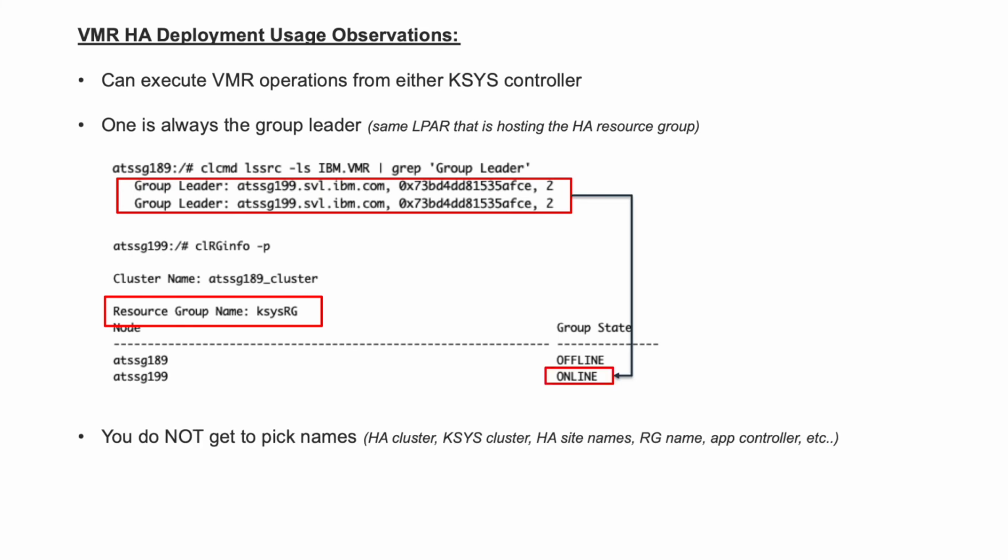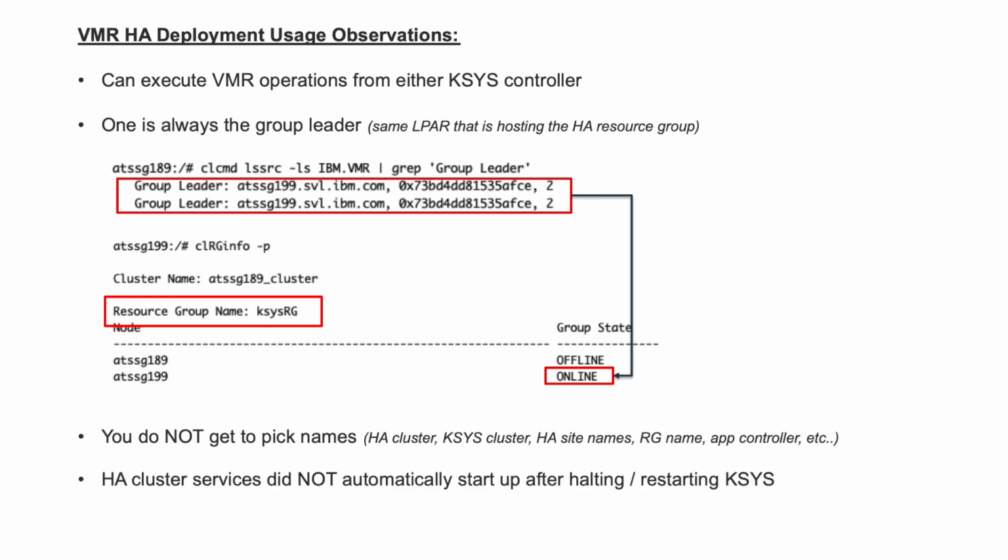If you notice during the actual deploy, I didn't get to pick any of my names. So the cluster name was set for me, the KSYS cluster name, the HA site names, the resource group, all those things. You kind of have to walk away from making modifications, at least at this release. And then I did do a little bit of testing where I started halting nodes, and I took the group leader node and I halted him, and I saw everything move, within seconds, which was nice.